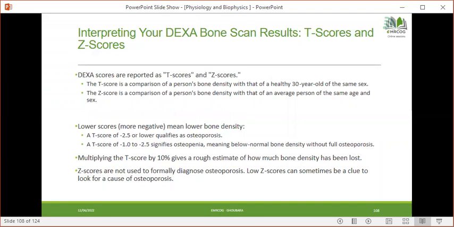Okay? That's why when we have the definition of osteoporosis and osteopenia, according to the WHO, it will be a T-score. T-score of negative 2.5 or lower will be osteoporosis. So negative 2.5 or lower. From negative 1 to negative 2.5, it's called osteopenia. More than negative 1 is normal.